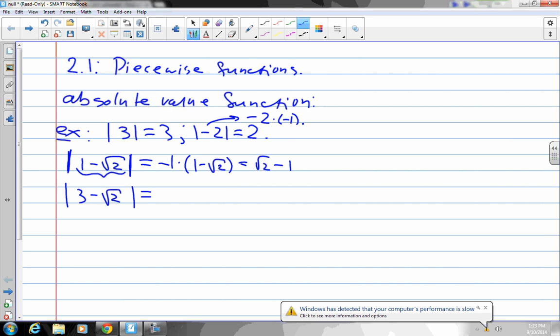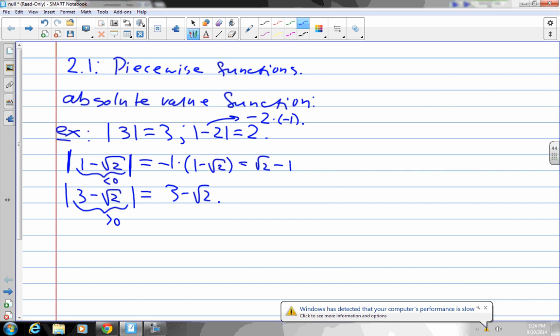Well, then how about absolute value of 3 minus square root of 2? Is 3 minus square root of 2 a positive number or a negative number? Why? What's the square root of 2? Can you guesstimate it? Square root of 2 is less than 3, so 3 minus less than 3 is positive. And how do you take absolute value of a positive number? You just don't mess with it. So then it's just whatever that was. Since the number itself is greater than 0, we don't mess with it. The other number is less than 0, so we multiply by negative 1.